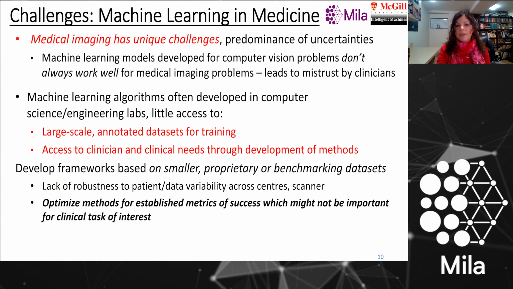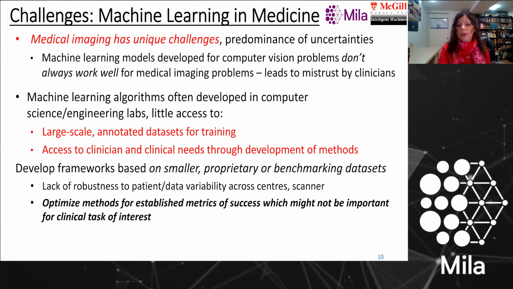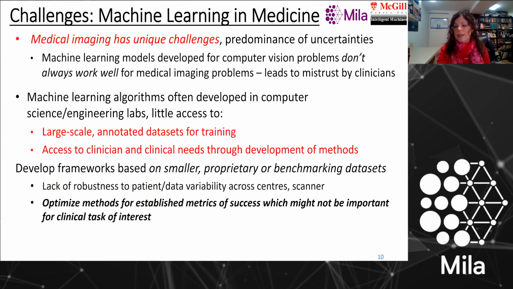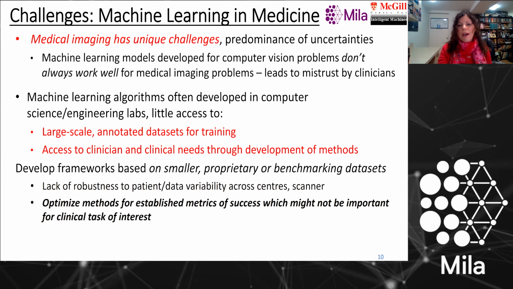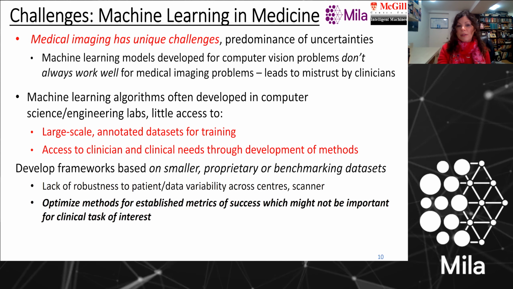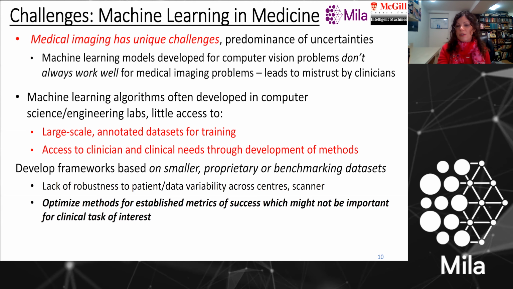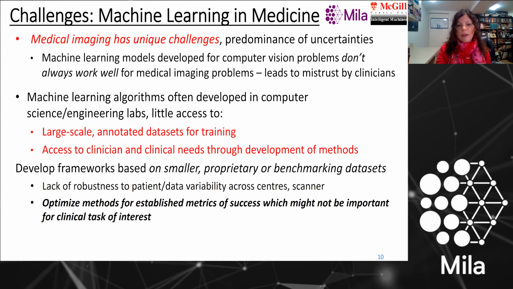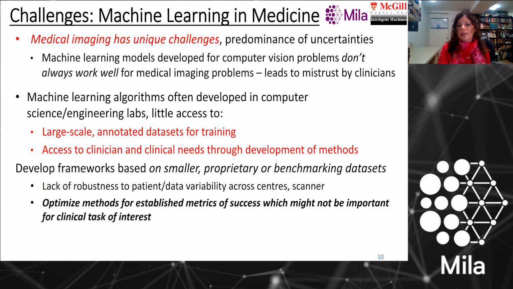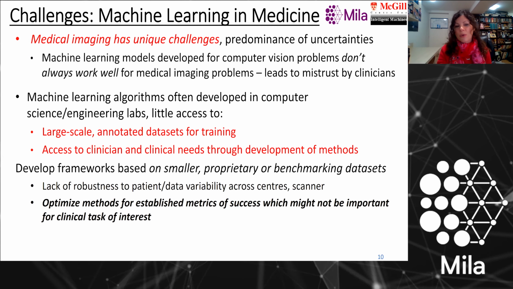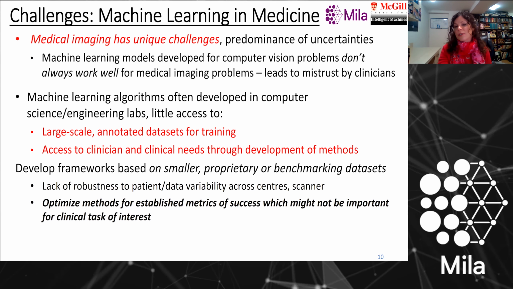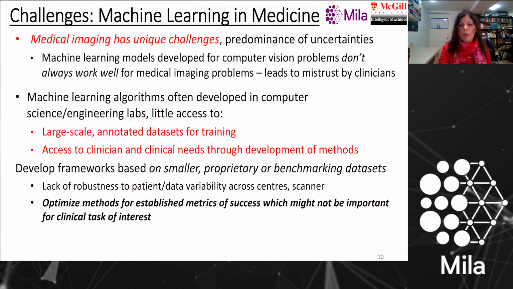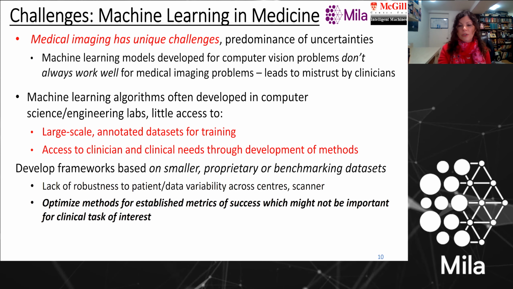As a result, many of the techniques in the field are based on the availability of smaller proprietary or benchmarking data sets, what we call challenges. As a result, they may not be robust to patient or data variability across different centers and scanners. A lot of the machine learning medical imaging community are optimizing their methods to win the challenges, so they are basing it on the established metrics of success. And oftentimes those metrics of success may not be important for the specific clinical task of interest.